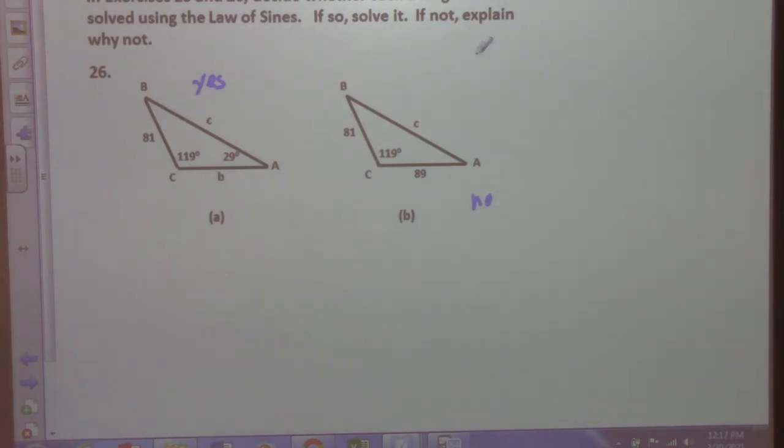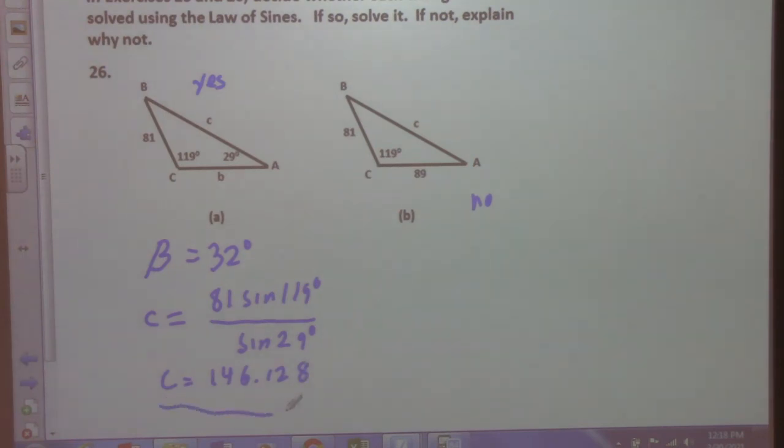And then it says, if so, solve it. Have you solved this one yet? Yes, so the missing angle is 32 degrees. So angle B, right? Yeah. You say it's 32 degrees? Yeah. Okay. And then I did 81 sine 119 over sine 21, sine 119 over sine of 21, 29 degrees. That's going to be little c, which is equal to 146.128.